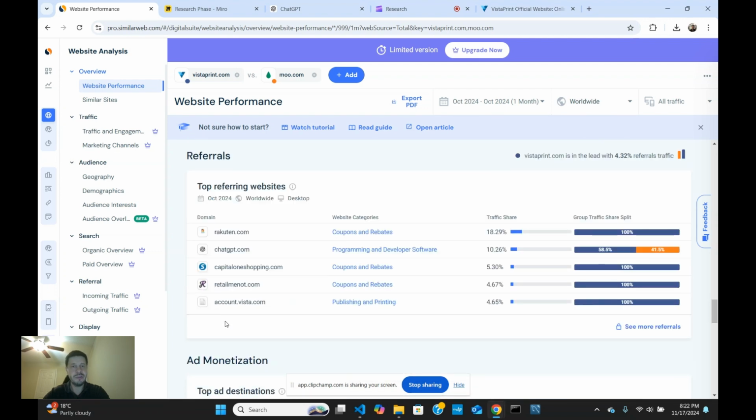So why am I showing all that, right? And this is another one I wanted to show before I go forward. People are normally on these other websites because those may actually come with some referrals. So Capital One, Retail, Rakuten, and of course there's ChatGPT and Account of Vista. So this is the traffic. People are coming from these as they then eventually go to Vistaprint.